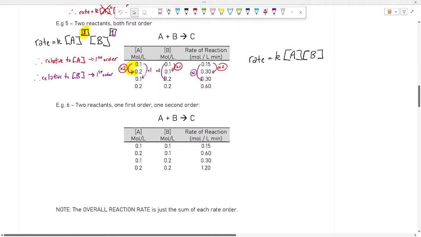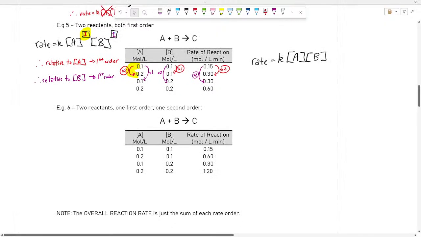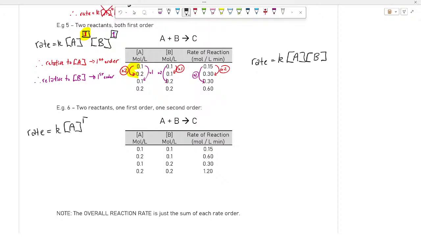I want you guys to do example 6. In this case, one of them is first order, one of them is second order. I want you to figure out which is which and write me the rate law. And again, in my head, I don't actually write it on the page normally, I'm thinking we've got these two exponents and we just need to figure out what they are. All right, so take a minute, do that.